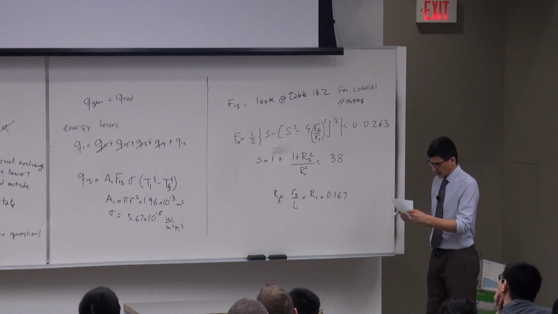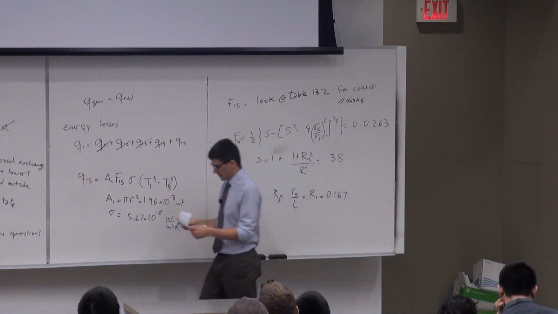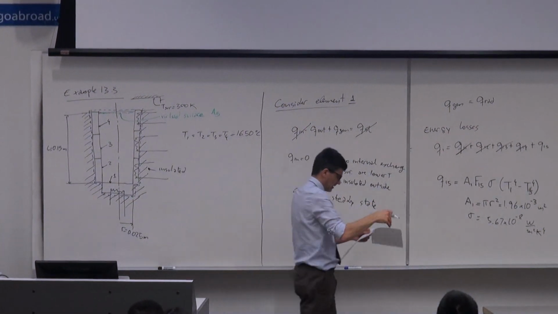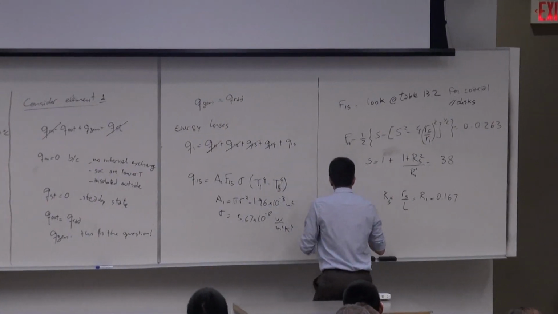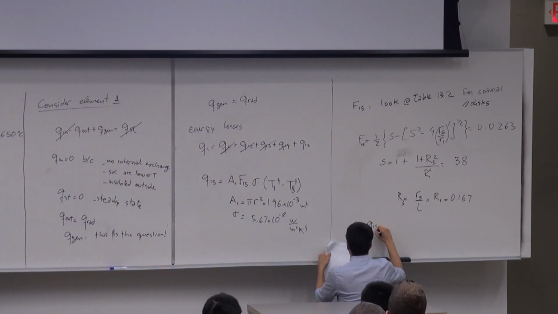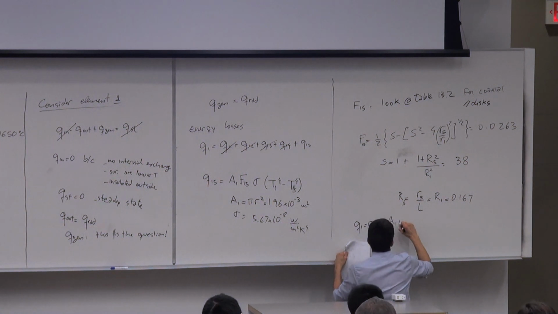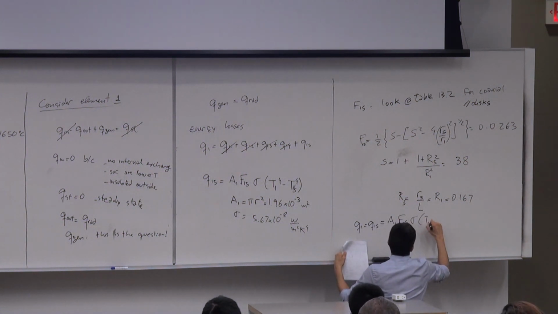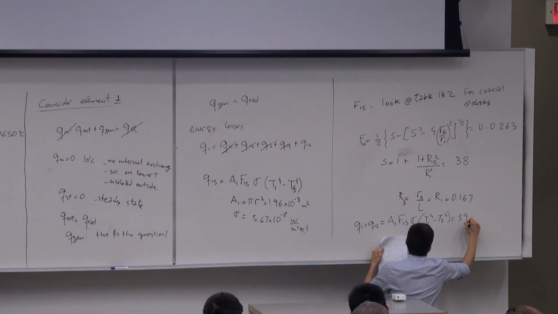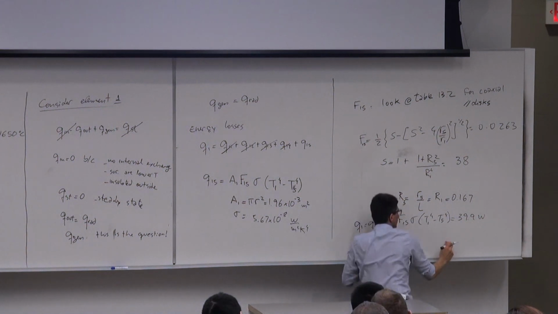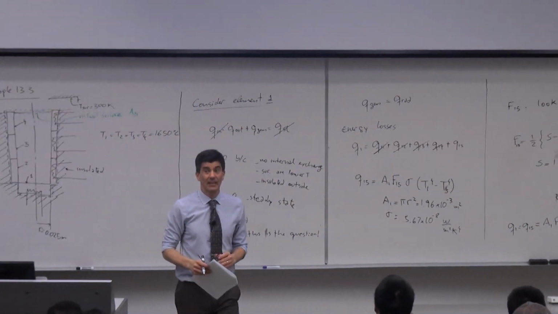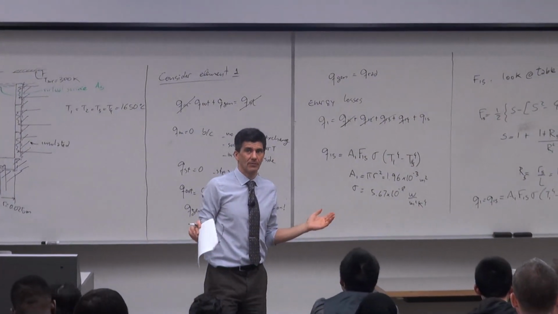So now, once we calculated that, I can say Q1 equals Q15 equals A1 F15 sigma (T1 to the 4th minus T5 to the 4th) equals 39.9 watts. This is advanced, and very simple, because we have the tables.